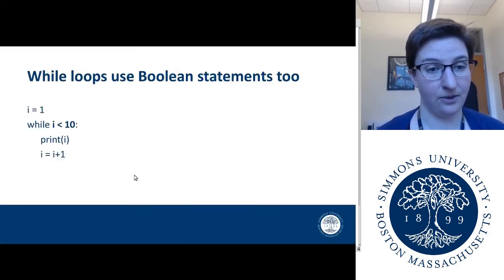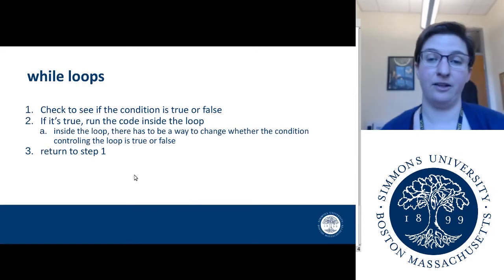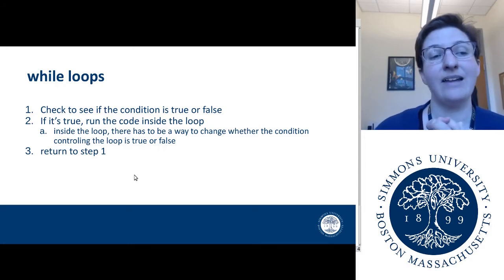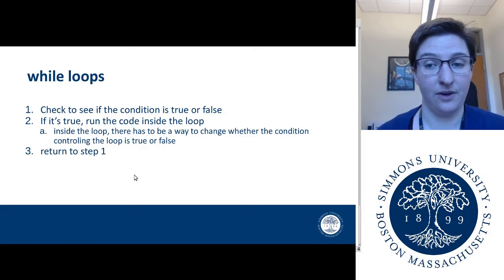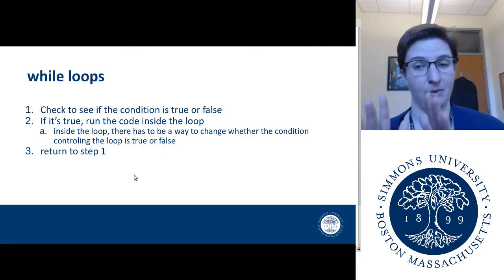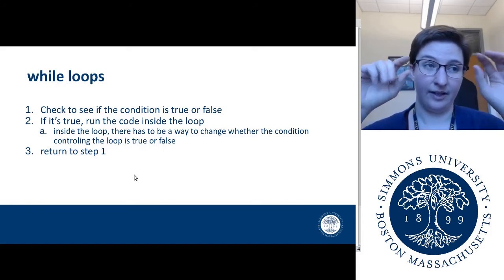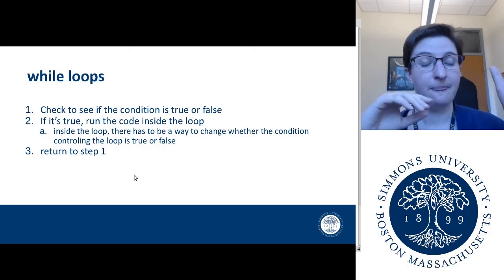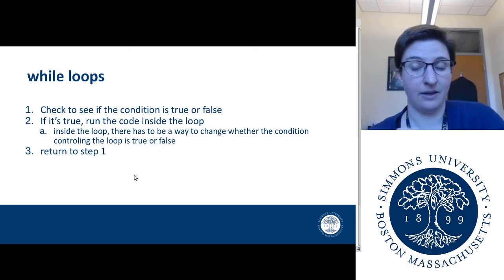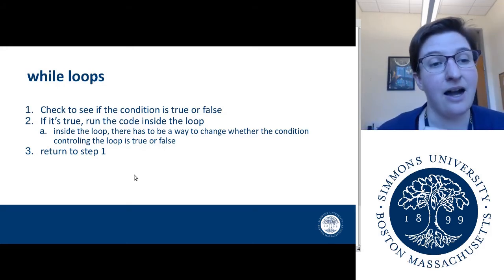So let's go back real quick to the slides. Just to reiterate, the way a while loop works is that it has to have a Boolean statement, like I said, and it checks to see if that statement is true or false. If the statement is true, then it runs the code inside the loop. And remember, code inside the loop: you've got while, you've got your Boolean statement, then you've got your colon, and anything inside the loop is what's indented, so that it's grouped with that while statement.